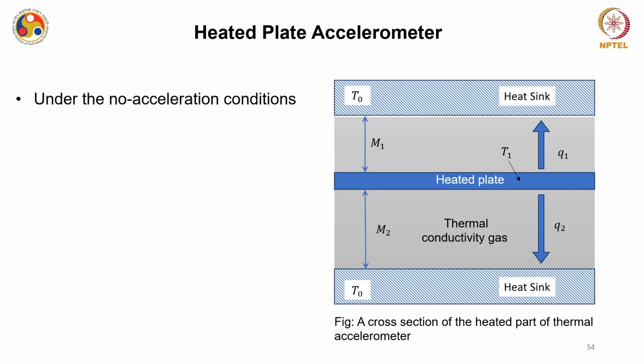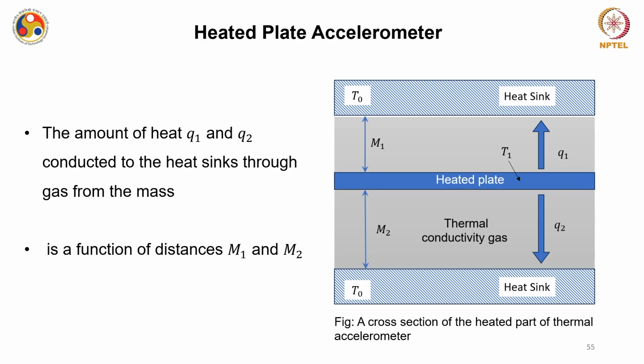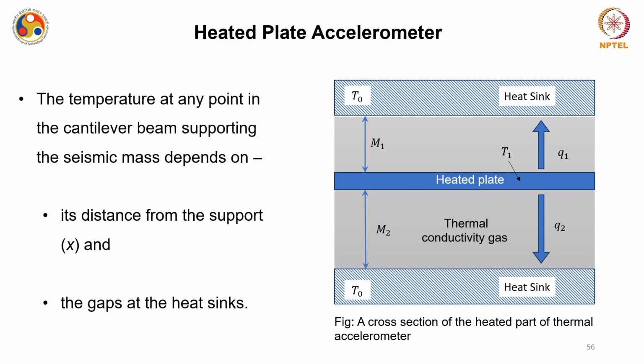Under the no acceleration condition, meaning when there is no acceleration at all, a thermal equilibrium is established between the mass and the heat sinks. The amount of heat Q1 and Q2 conducted by the heat sinks through the gas from the mass, because the mass is being heated, is a function of distance m1 and m2 from the mass. This distance is between the mass and the two heat sinks I have talked about.